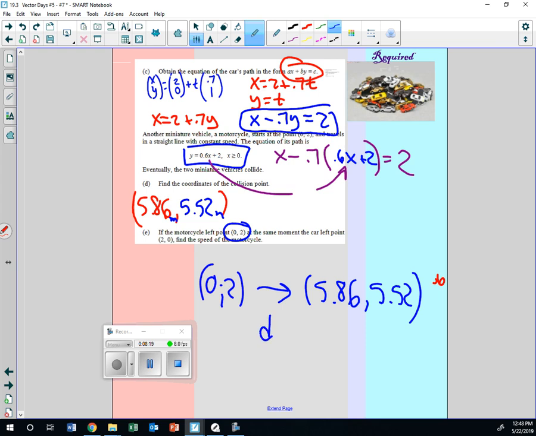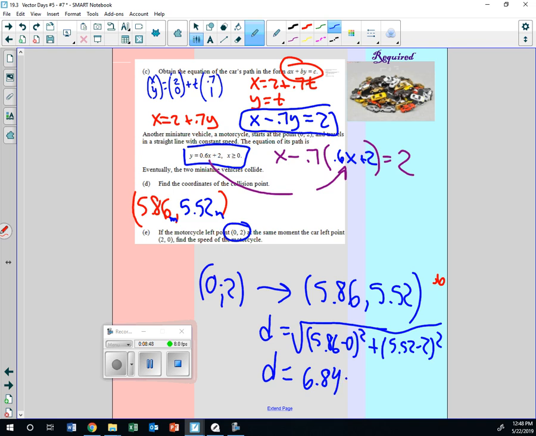So the distance traveled will be the square root of (5.86 minus 0) squared, the change in x squared, plus the change in y, (5.52 minus 2) squared. All right? And if you'd be so kind, give me that distance. What's that? 6.84, I like that. That's good.